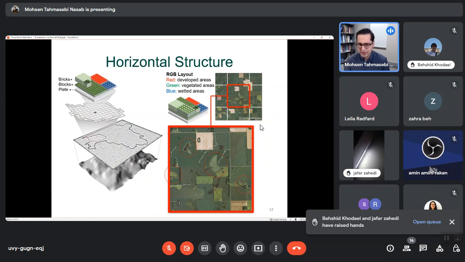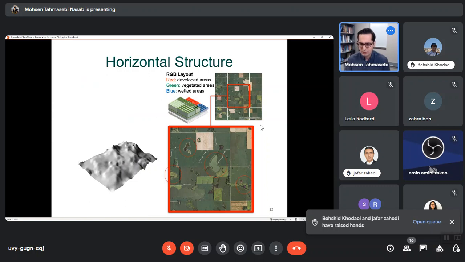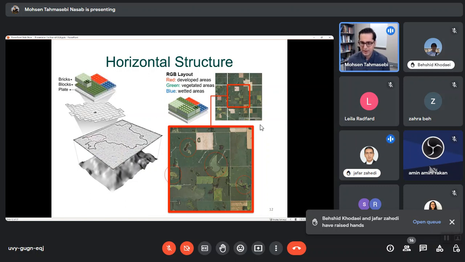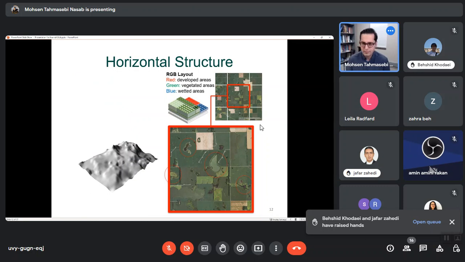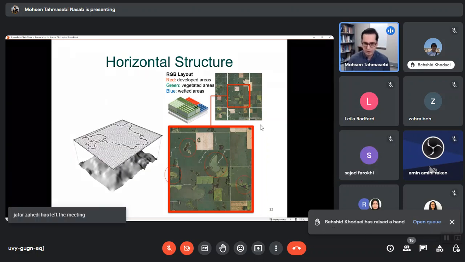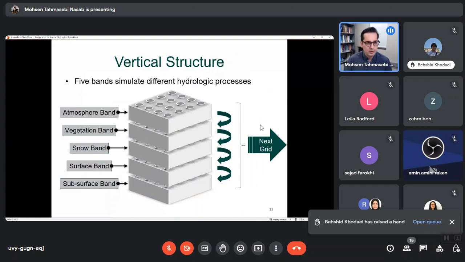Somebody raised their hand and they have a question. If you want to, yeah, absolutely. If you have a question, please feel free to jump in and ask. Okay, I will continue, but if you have a question, definitely feel free to interrupt me. Okay, let me go to the next slide. And that was the horizontal structure.